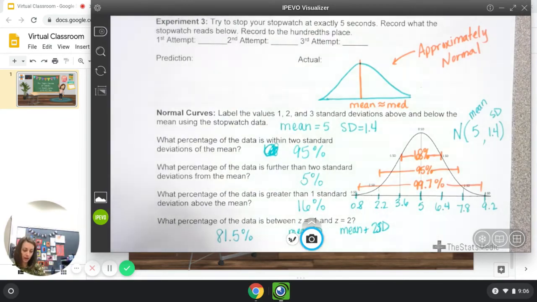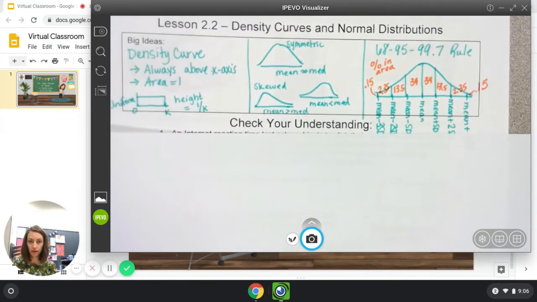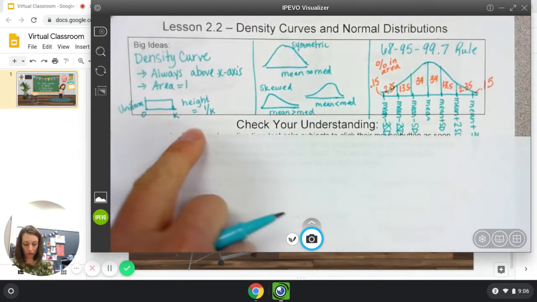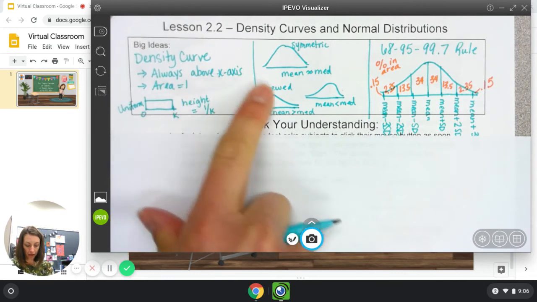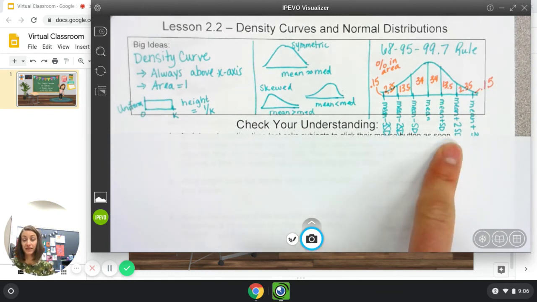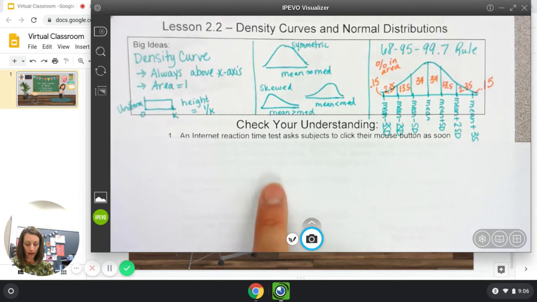Okay. And then we do have a summary of this information here on the back. Okay, we talked about our uniform distributions and our density curves in general. How do your mean and median relate with your different shapes? And then our 68, 95, 99.7 rule. So you want to make sure you get all that copied down and try this, check your understanding. And then also watch my video about your flip book, and you can make that as well.